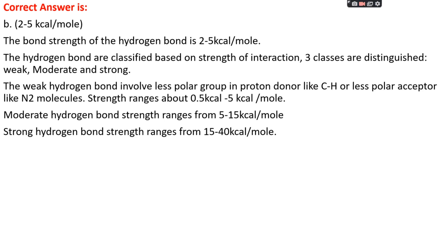Hydrogen bonds are actually classified based on their strength of interactions into three classes: weak, moderate, and strong hydrogen bonds. Weak hydrogen bonds involve less polar groups as proton donors, like carbon, or less polar acceptors like nitrogen, and the bond strength ranges from 0.5 to 5 kcal per mole, while moderate hydrogen bond strength ranges from 5 to 15 kcal per mole. Strong hydrogen bond strength ranges from 15 to 40 kcal per mole.